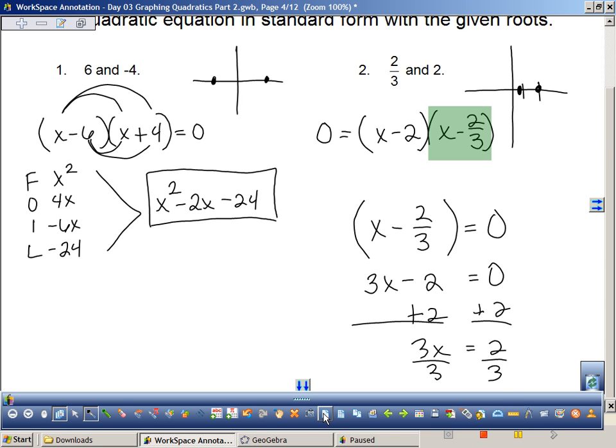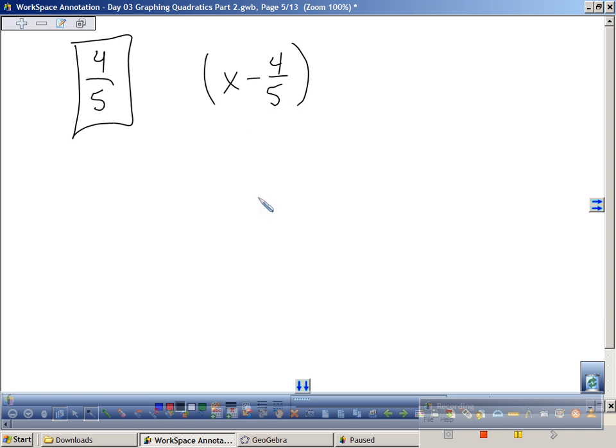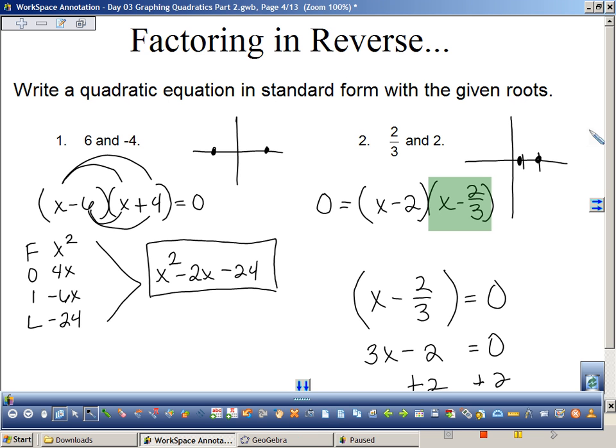Let's try that again with something different. 4/5. If 4/5 is a root, that's x minus 4/5. How would I change that? Multiply by 5. So is 5x minus 4 equals 0 the same thing as x minus 4/5? See how I did that? You are going to have to be able to do that. It's in your homework on Monday, and it's on your quiz on Tuesday. I'm going to show it to you again on Monday, though. Okay? All right, let's go back to this now.